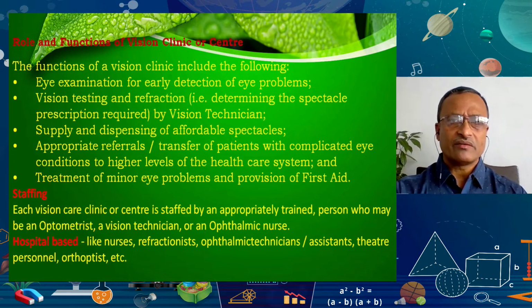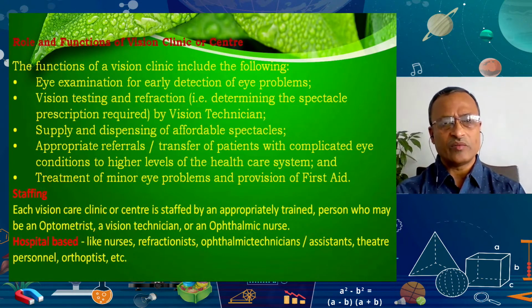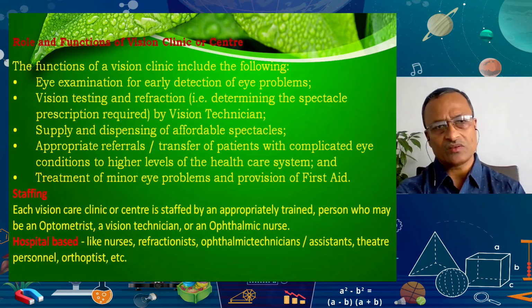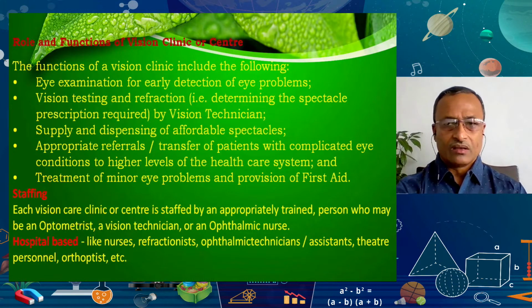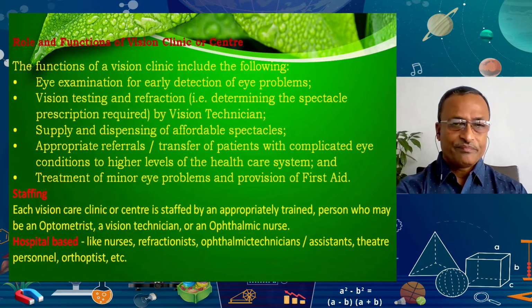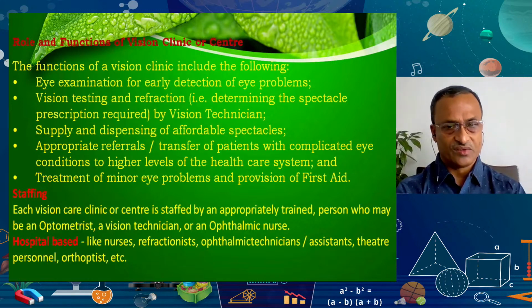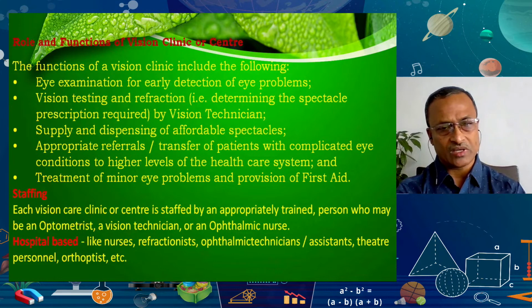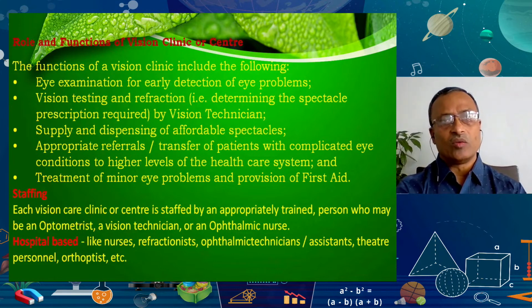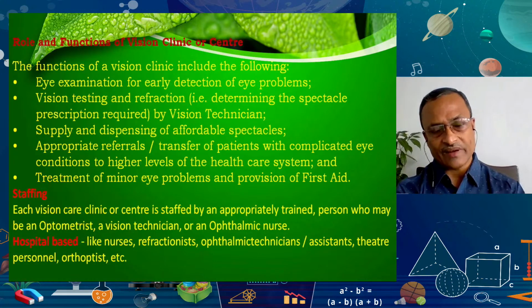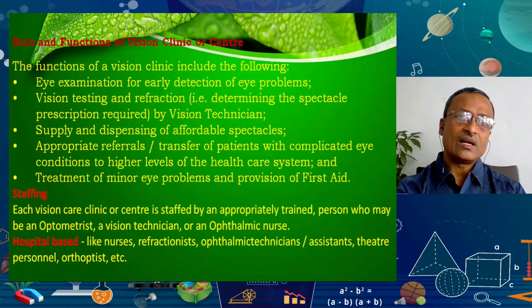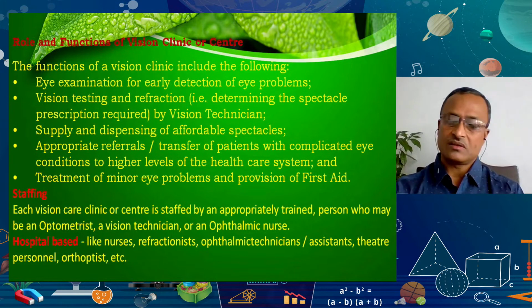The role and functions of a vision care clinic are mostly eye detection and examination, testing vision, refraction, etc. The staffing pattern should be an optometrist, vision technician, and ophthalmic nurse. I'm talking about a domain like a hospital, where nurses, refractionists, and ophthalmic technicians are there to fulfill the objectives of a complete vision care sector.